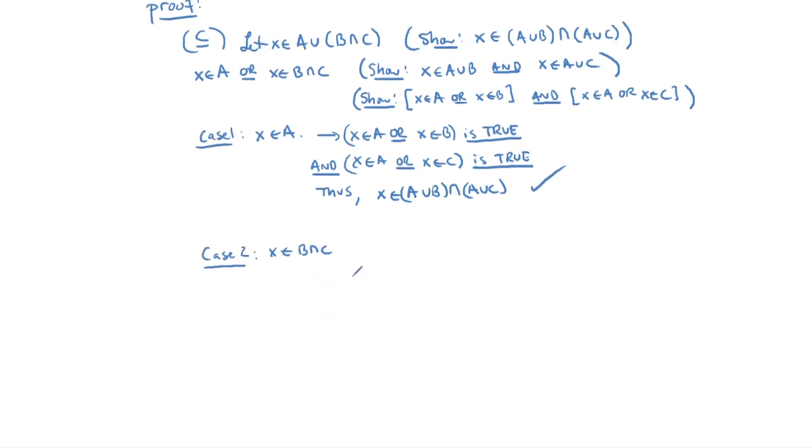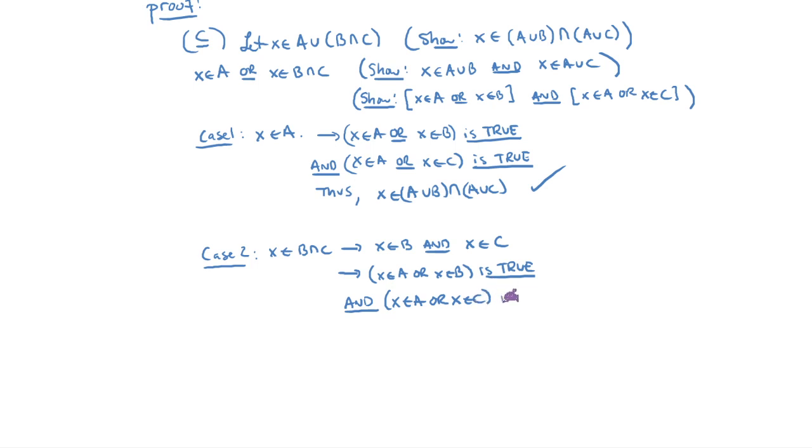Okay, does the same thing happen down here? Well, down here, if you're in the intersection, then we actually know x is an element of B and x is an element of C, right? So similarly, looking up here, x being an element of B will imply that the first OR is true. It would imply x is an element of A or x is an element of B is true. And x being an element of C would imply this OR is true: x is an element of A or x is an element of C.